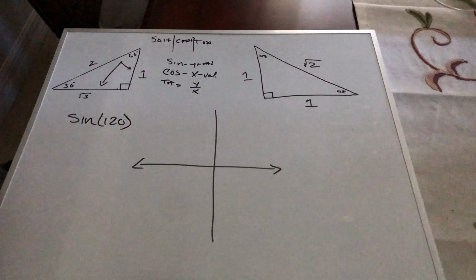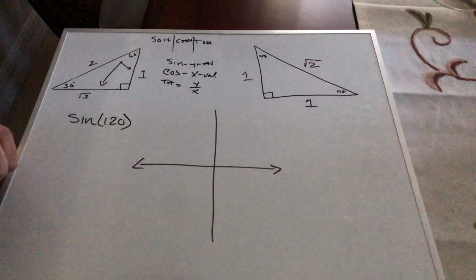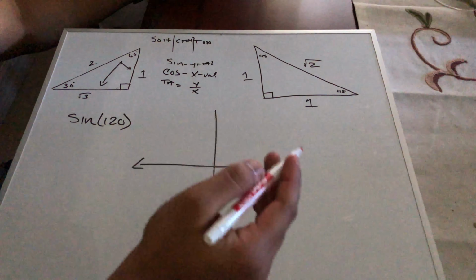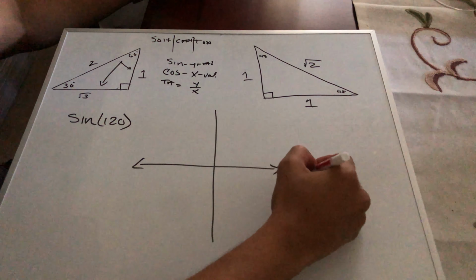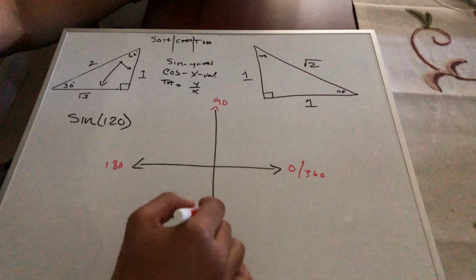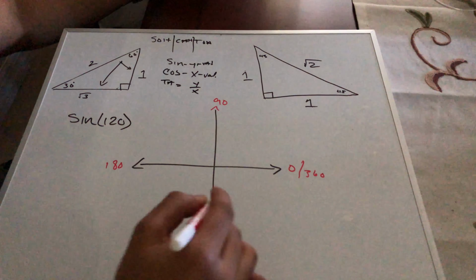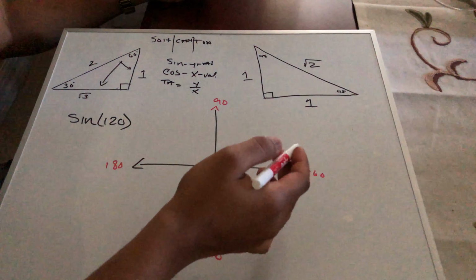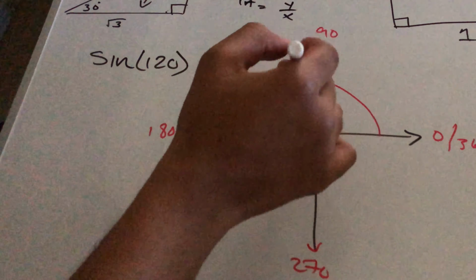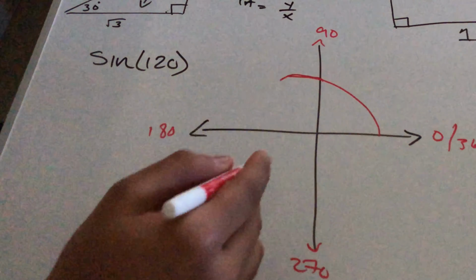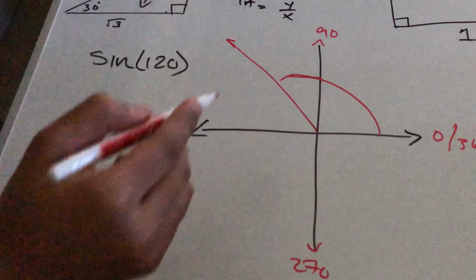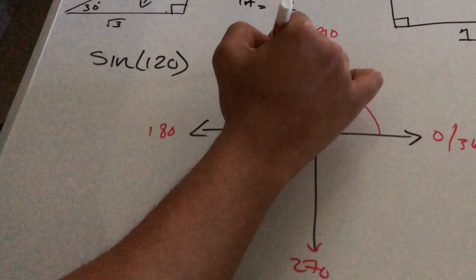Now remember when we were drawing on your actual graph itself, we're going to select 120 degrees. So remember, this is 0 slash 360. You have 90 here, you have 180 here, and then you have 270 here. Now you're going to figure out where 120 degrees lies. You draw a circle here, and it's probably right here. 30 degrees past 90, so something like right here, which is 120 degrees.